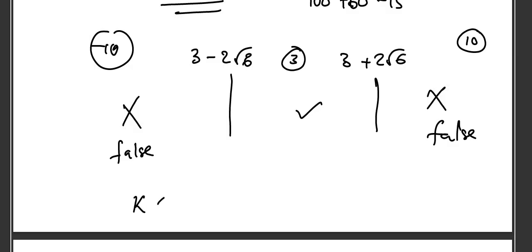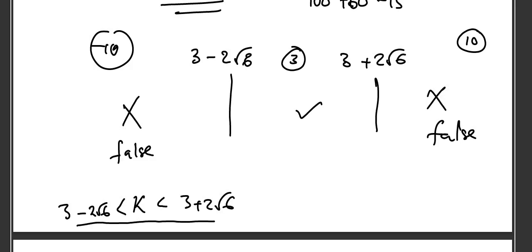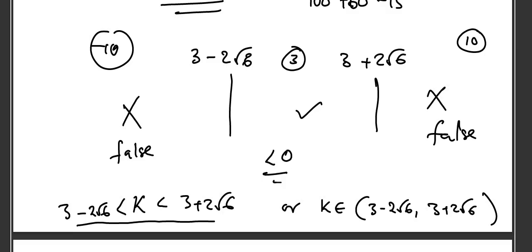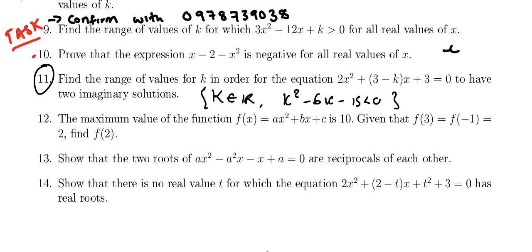So k must actually be between 3 minus 2 root 6 and 3 plus 2 root 6. Or rather, some people say k must belong in the interval (3 minus 2 root 6, 3 plus 2 root 6). And they're open because the boundaries are not included. It's strictly less than 0. Yeah, so this is how you can actually finish off number 11. I just need to put it out there in case you're wondering how it's supposed to finish off. Yeah, that's a proper way to conclude it.